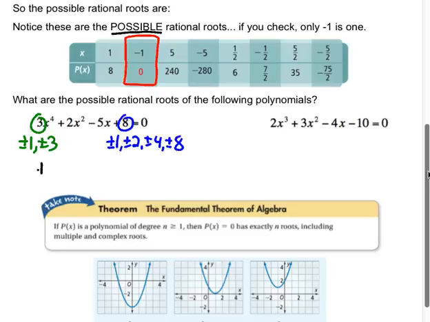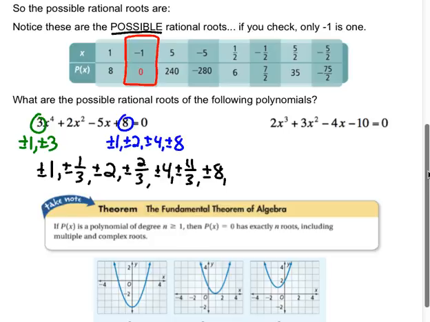So for example, I'm going to take 1 divided by 1 and the 1 divided by 3. I'm going to take the 2 divided by 1 and the 2 divided by 3. The 4 divided by 1 and the 4 divided by the 3. The 8 divided by 1 and the 8 divided by 3. And so that list is a list of if there is a rational root to the polynomial, it must be one of those values, one of those numbers.